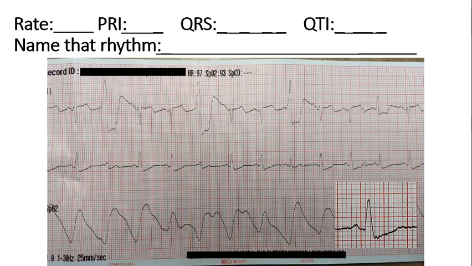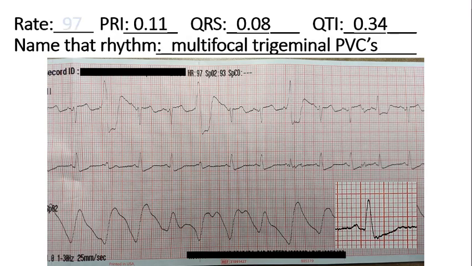These extra large, wide, bizarre beats at the top, especially, they don't all look exactly the same. The first two maybe look pretty close to each other. The third one looks a little bit smaller, not quite the same as the first two, and the one all the way to the right looks a lot different. So what's happening here? The computer gets us a rate of about 97. So it's not tachycardia, it's sinus. It's a sinus rate because of the P waves and underlying rhythm.